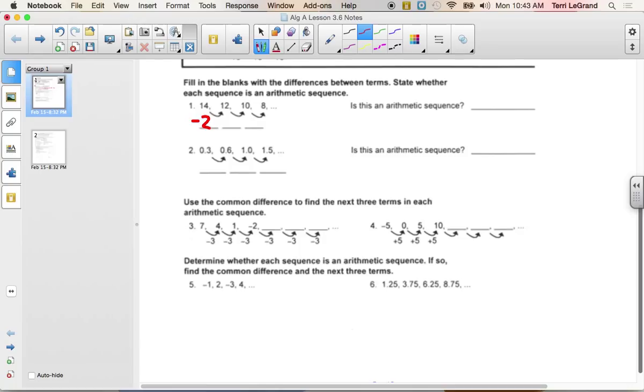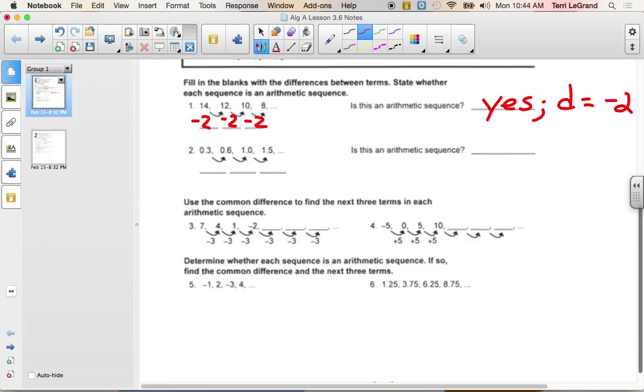How about from 12 to 10? Rose? Subtract 2 again. How about from 10 to 8? Isaac? Subtract 2. So is this an arithmetic sequence? Yes, it is. And we would say that d equals what? Rose? Negative 2, yeah, minus 2. It didn't tell us to decide what the common difference was, but we'll just start practicing it right away.